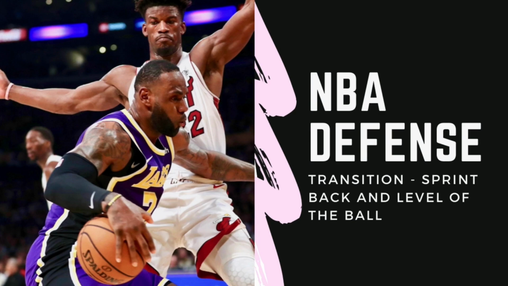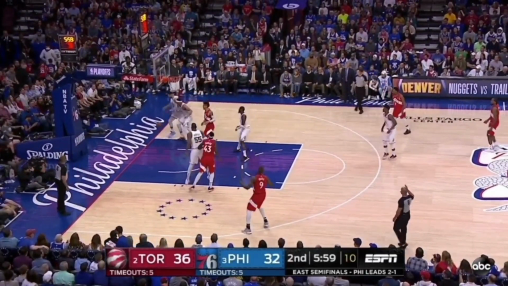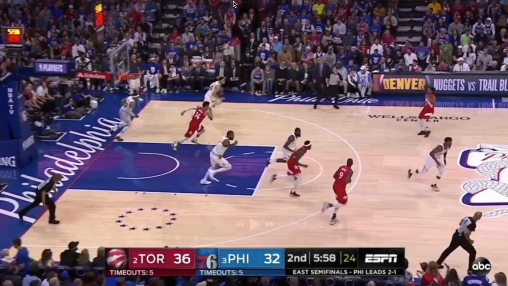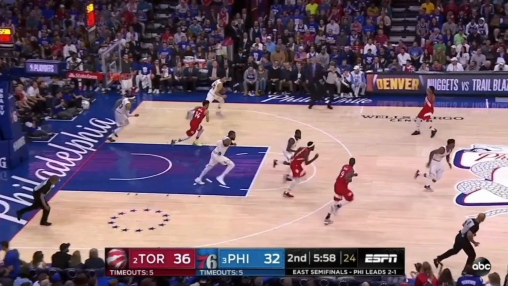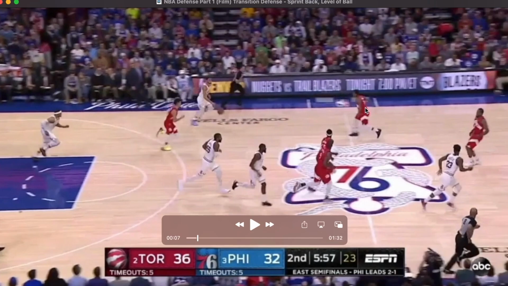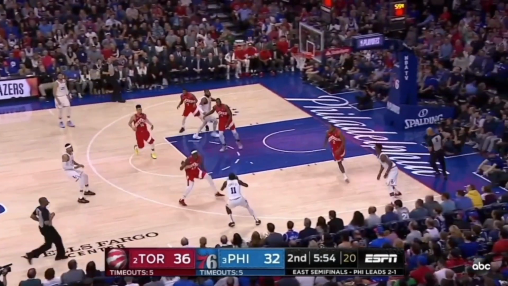This is transition defense with emphasis on sprinting back and getting to the level of the ball. So you can see in this example right here, watch everybody on Toronto sprint back. Okay? You have Kyle Lowry talking right here. He's picking up ball. Everybody sprints back.